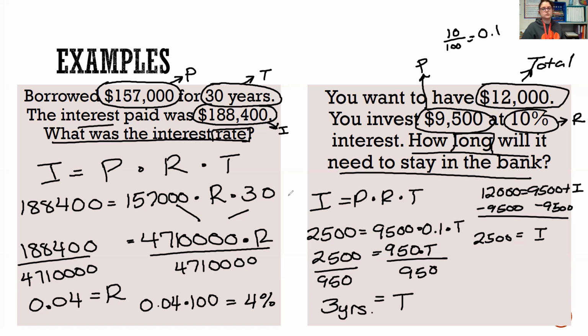And that's how you solve the simple interest formula when other parts of the formula are missing.